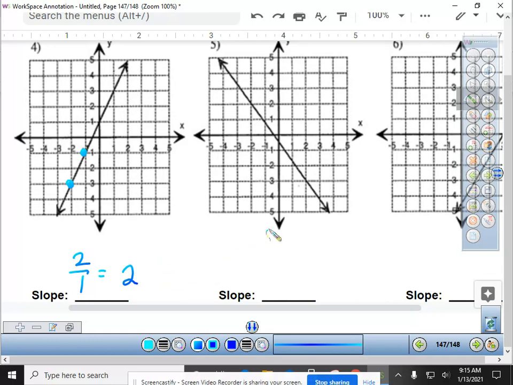Yes. Good job. Positive or negative? Negative. Right here. Which number? Number 5. Right there. So it's negative 1, 2, 3, 4, 5 over 1, 2, 3, 4. Did you get negative 5 over 4? Yes. Good.